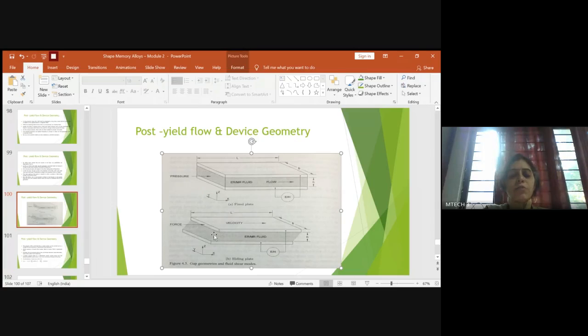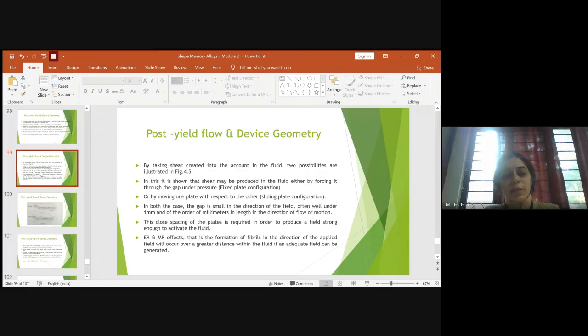When you apply the force, due to the shear, the viscosity also increases, and due to this you will have fibrils formed, and in between the fibrils you will have some gap. Suppose this is the first fibril and this is the second fibril, in between you will have the formation of a gap. This is nothing but the gap geometry. What I explained is now being shown here in the diagram. So with this information, we can proceed further.